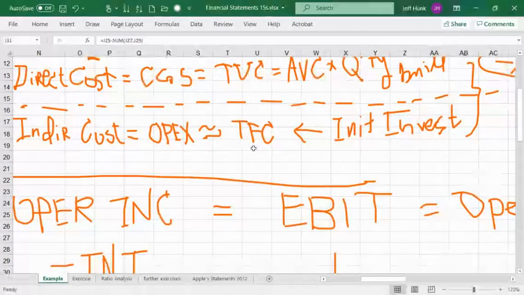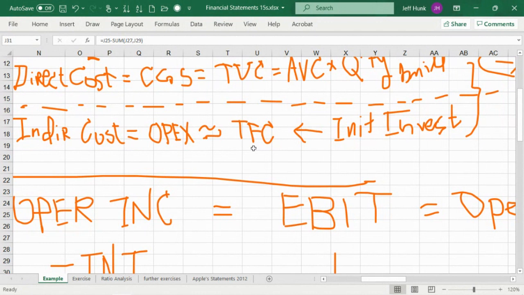I said, total fixed cost is only roughly equivalent to operating expenses because the focus is different. Because total fixed cost is the microeconomics terminology. And in microeconomics, the focus is rather on the initial investment, right? In other words, what's initial investment? The startup capital. Think about it. The startup capital is the initial investment.